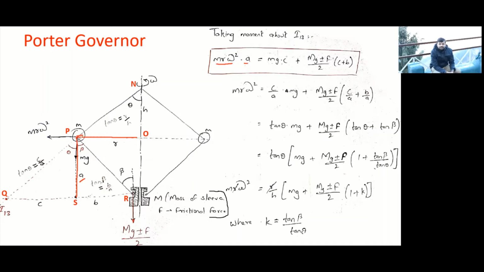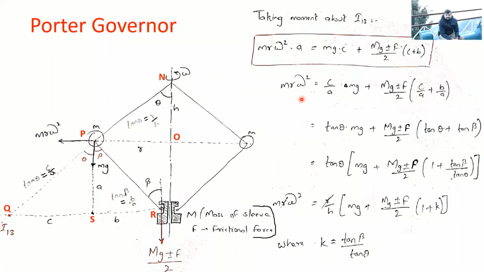Where is mg? Mg is over here. Okay, this is acting downward, and its line of action is this, and the perpendicular distance of this mg force from this point Q is nothing but c. Okay, this distance is c. So mg multiplied by c, plus again this force, this entire force. Its line of action is something like this, and its perpendicular distance from Q is c plus b. So this is what is written over here, c plus b. Okay, so I hope this is clear to you.